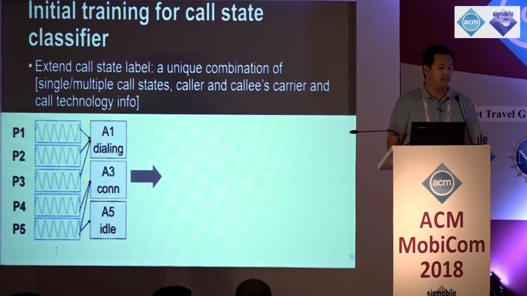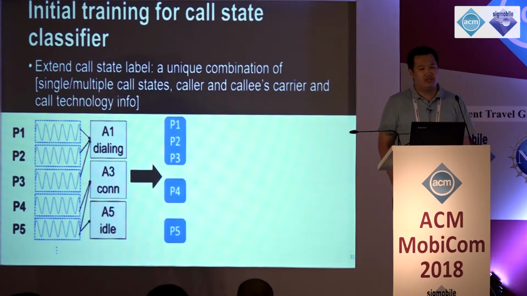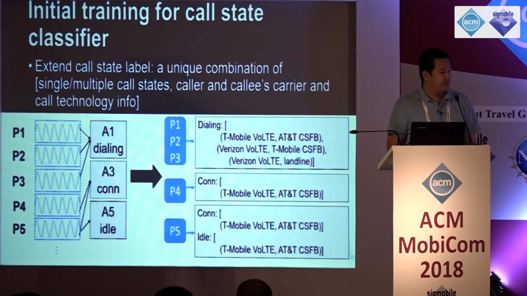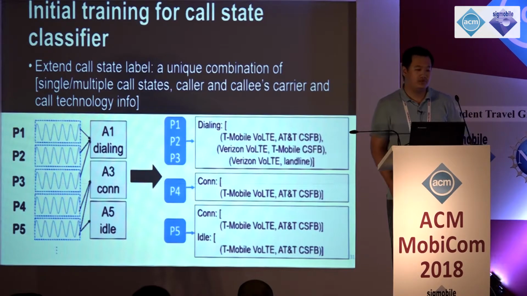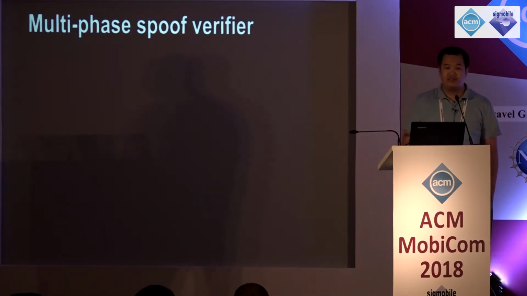How can we solve it? The idea is that we make sure a unique signaling pattern always matches a unique label. So for P5, we match it to a label combination with both the connected and idle states. This can guarantee that a unique pattern always matches a unique label. And I will show how CEIVE benefits from this approach later.